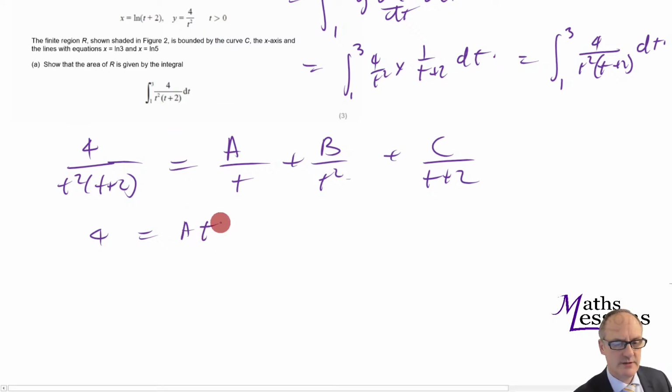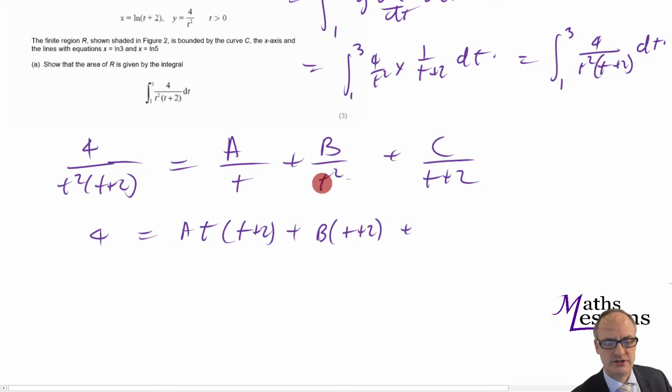So I'm going to times the a by t, and I'm going to times it also by t plus 2. Because I times top and bottom of this by t over t plus 2, then the denominator becomes correct for what I need here. And b, I'm just going to have to times by t plus 2, and c, I just need to times by t squared.